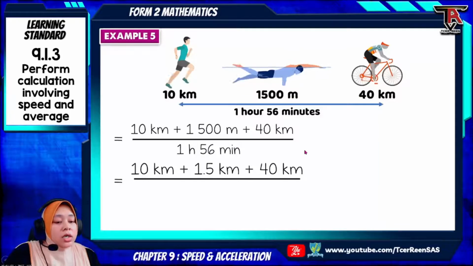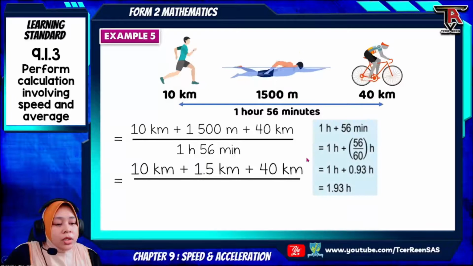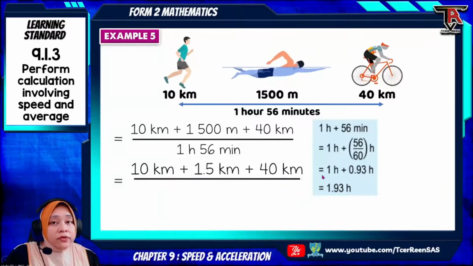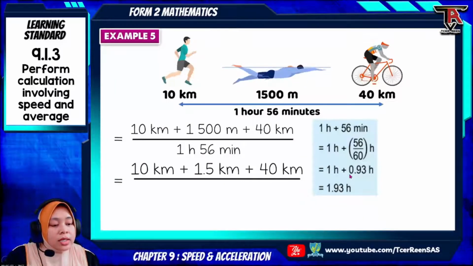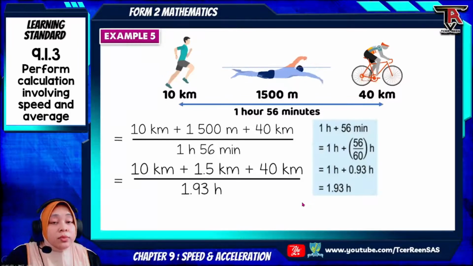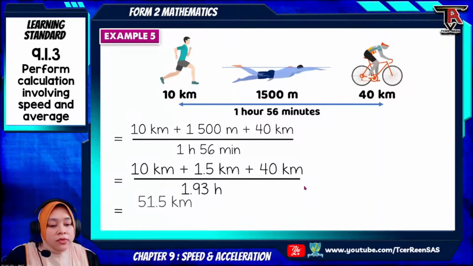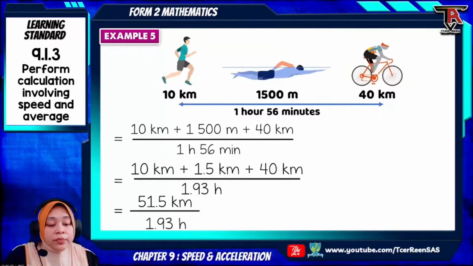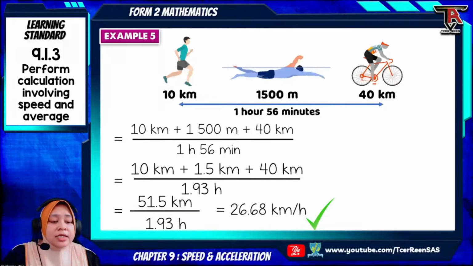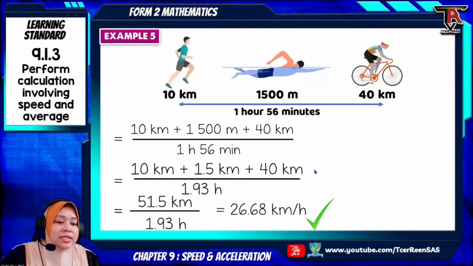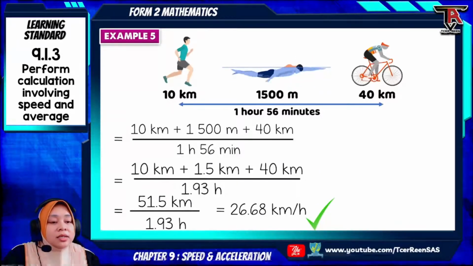How about the time here? Use the method that I have told you before, which is hour and minute. The minute we need to change to hour, so 56 divided by 60, and then you will get 0.93 hour. You add together and the answer is 1.93 hour. So the total time here is 1.93 hour. Just finish up the calculation: 51.5 kilometer divided by 1.93 hour, and the answer is 26.68 kilometer per hour. So that is the average speed taken by the man in the competition.